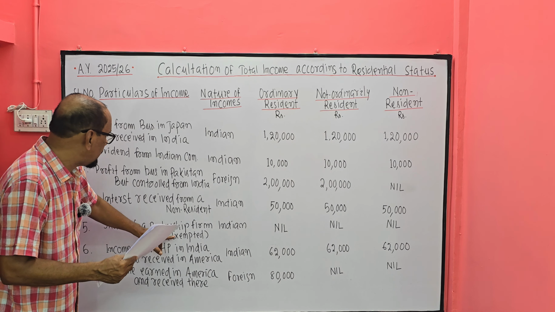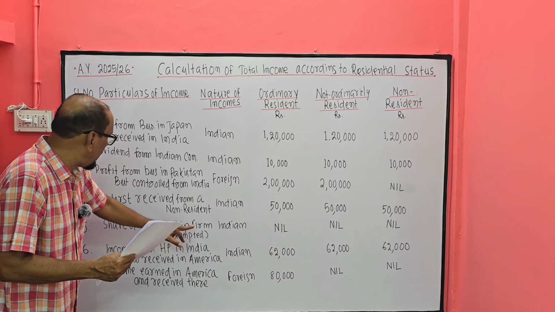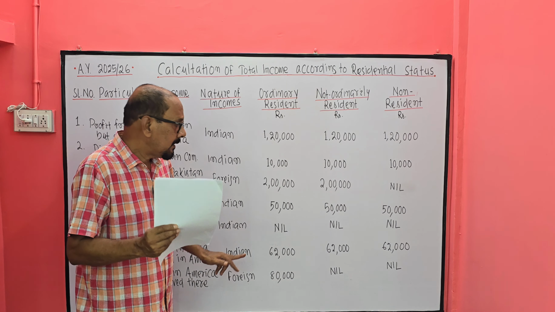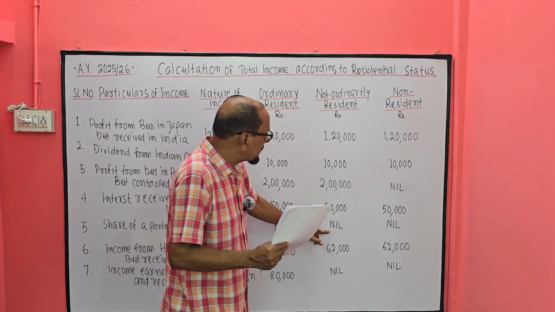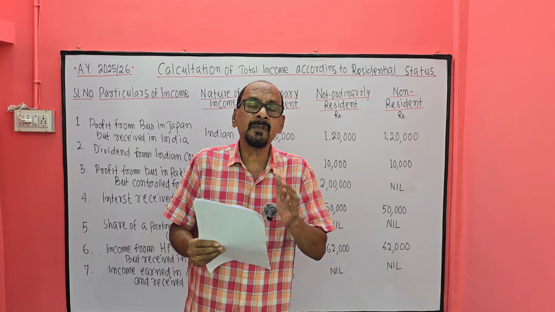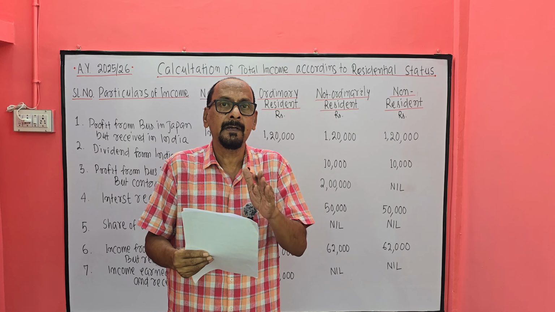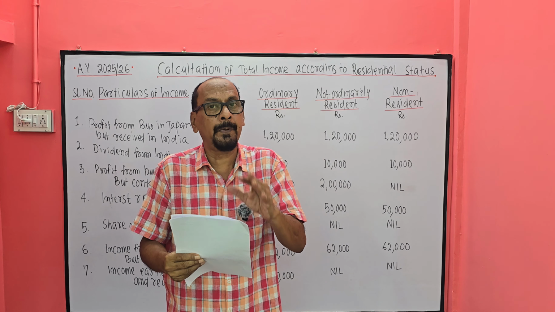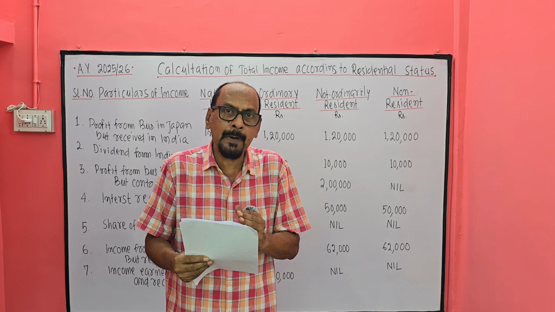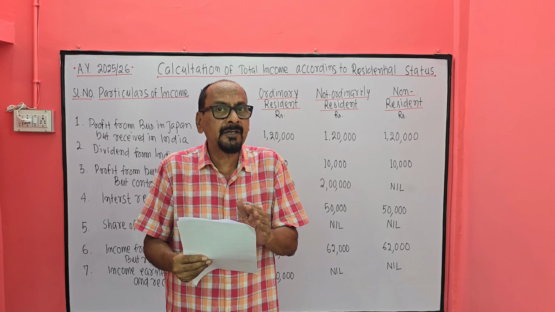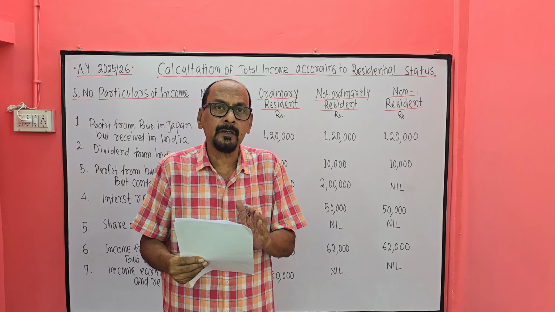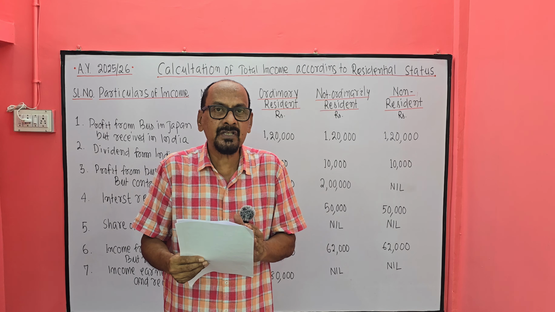So share of a partnership firm is exempted. No doubt it's an Indian income, but it is exempted. That's why it is not taxable. The reason is that the partnership firm has already paid tax on partnership profit. So when a partner is receiving a profit out of the partnership firm, he is not going to pay any tax on such profit. That's why it is exempted, not to be included irrespective of residential status.